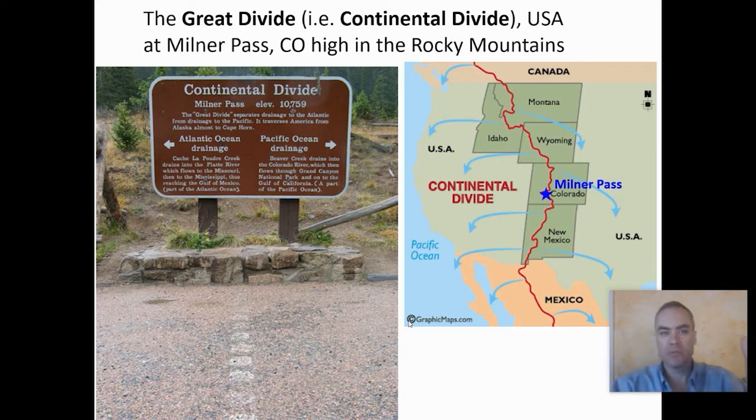So if you look on this sign right here, they're telling you at a place called Milner Pass in Colorado, which you can see in the star on the right, you can actually go there. It tells you its elevation of 10,759 feet up in the Rocky Mountains. And it says this area separates the drainage between the Atlantic on one side and the drainage to the Pacific on the other side.